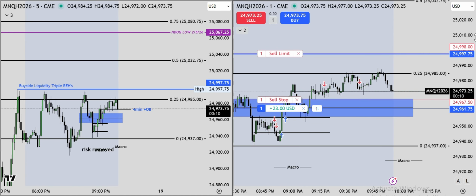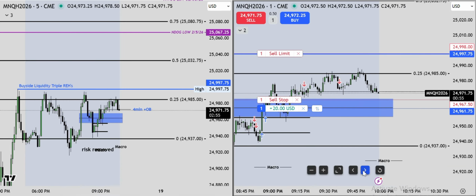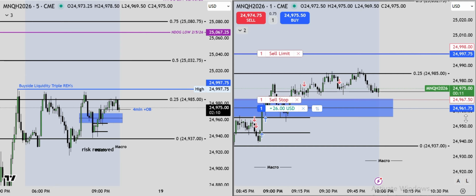So price once again trading down to that 4-minute order block. I'm a little more aggressive on my stop. Usually I'll set my stop below the mean threshold of any order blocks that form above my entry, but I had already made money in the trade, so I was just content. If I had gotten stopped out, I got stopped out. So we have a nice little push here.